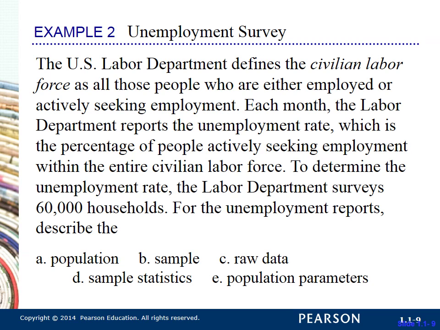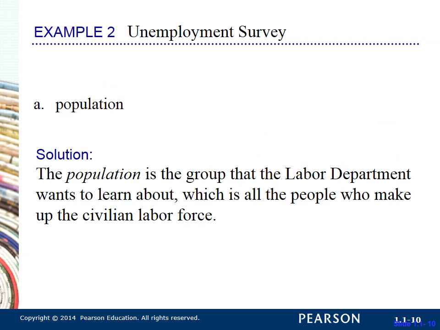For the population, notice we're interested in the Labor Department surveyed 60,000 households. So my population is going to be all the households. My sample will be 60,000 households. My raw data will be their responses. My sample statistic will be the information we gleaned from the sample, and the population parameter is what we could glean about the population itself.